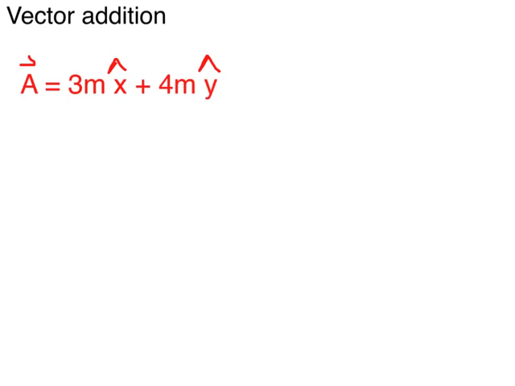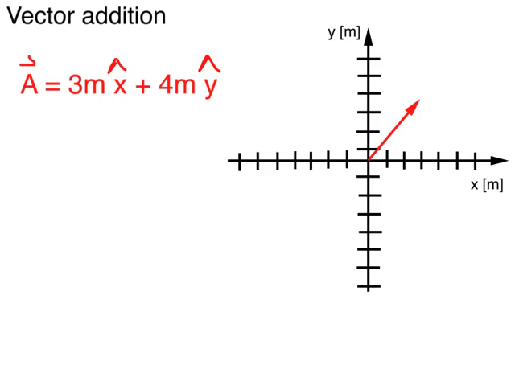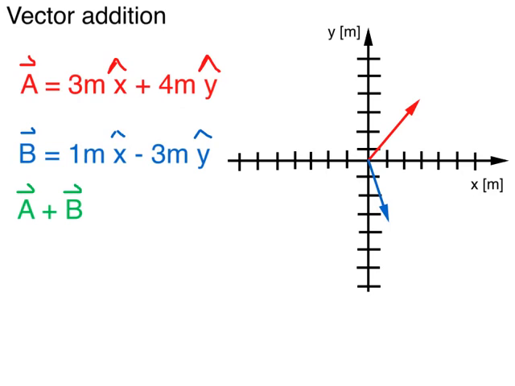Imagine that we have this displacement vector A, 3 meters x hat plus 4 meters y hat, which on our xy coordinate system looks kind of like the red arrow you see. Also imagine that we have a second vector B, 1 meter x hat minus 3 meters y hat, drawn as the blue arrow. Now these are the two vectors that we would like to add, or written mathematically, A plus B. We're going to call this sum by the variable C.